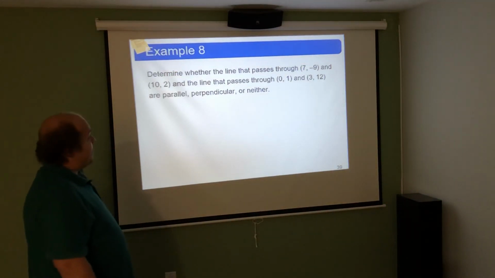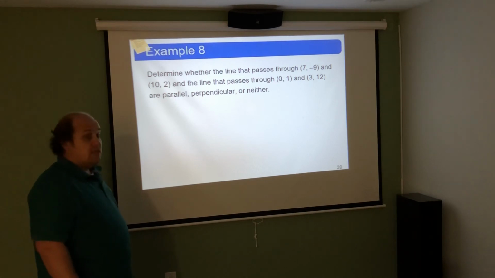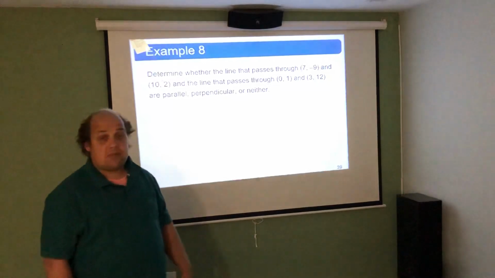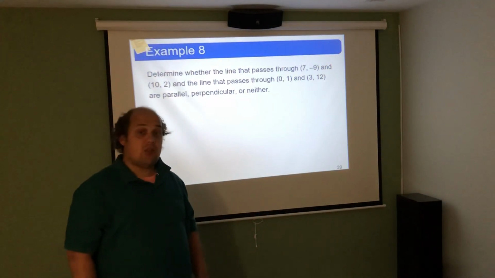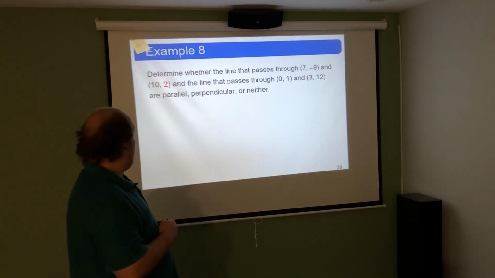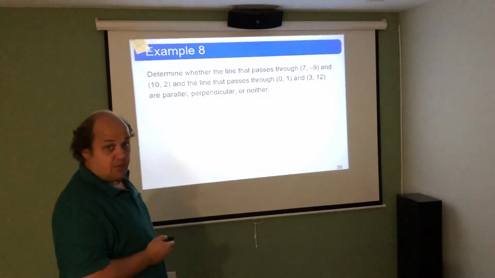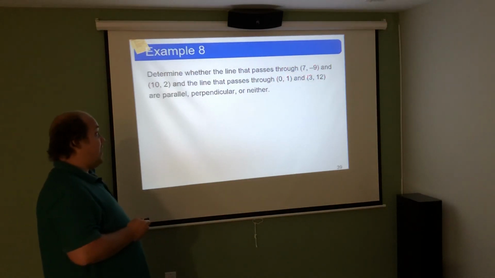Determine whether the line that passes through 7, negative 9, and 10, 2, and the line that passes through 0, 1, and 3, 12 are parallel, perpendicular, or neither. This is going to require us to use a couple skills at once. First thing I'm going to need to do is use the slope formula to find the slope of each of the two lines. So I'm going to start with this as my x1, y1, x2, y2, and do the slope formula for those points. Then I'm going to do x1, y1, x2, y2, and use the slope formula for this pair of points.